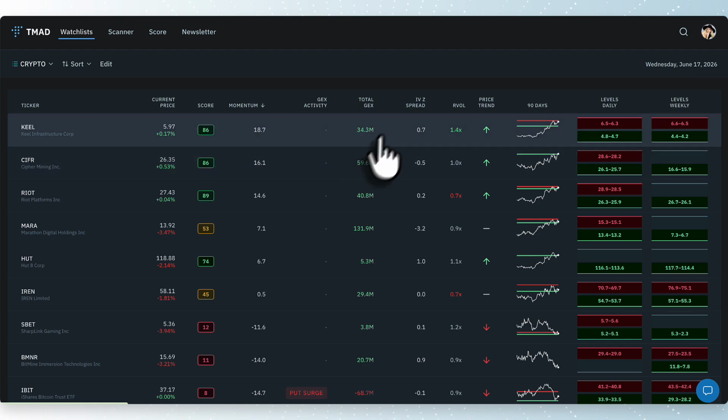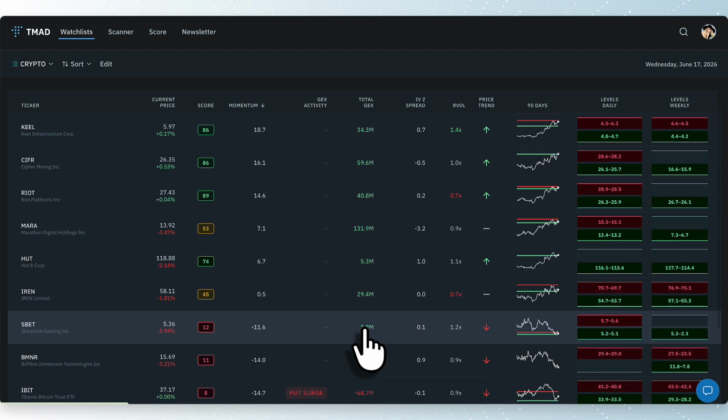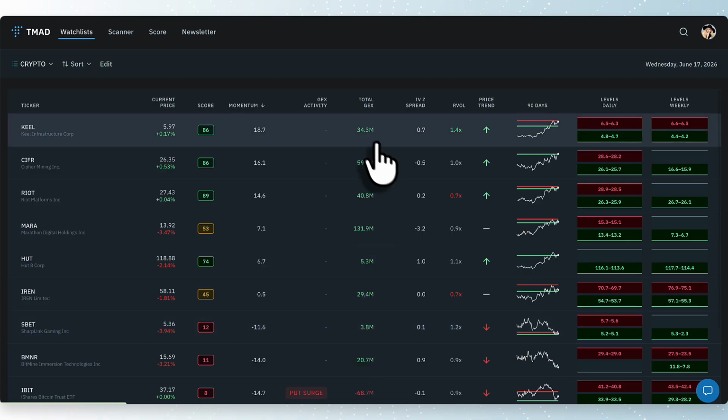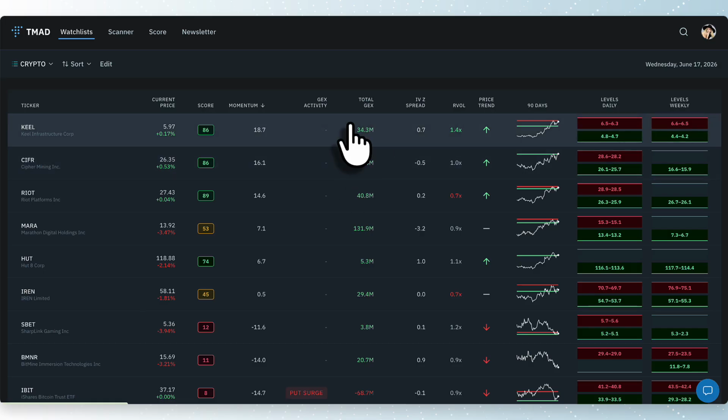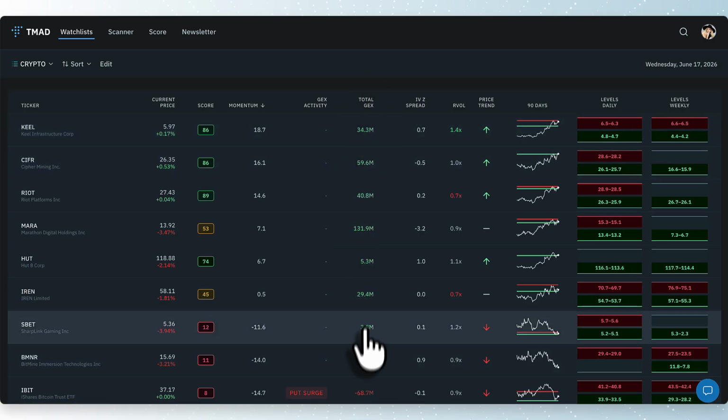Then total JAX ideally is in the hundreds of millions and positive. Right now only Mara has that. But again, if the company is smaller, it's not going to have hundreds of millions, so pay attention to that. But positive is very important. It means that it's in positive gamma territory and the market makers are buying the dips.